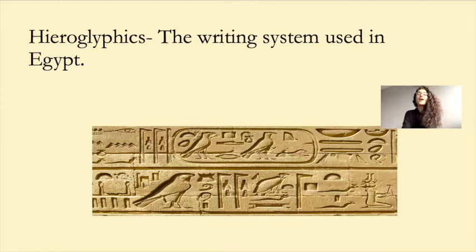Hieroglyphics. Now, hieroglyphics is the writing system that was used in Egypt. You can say that it's the language that the ancient Egyptians used back in the ancient Egyptian times, and it looked like symbols and pictures. So you've got a picture of a bird of some sort and lines and eyes. Those were used in the ancient Egyptian times to express themselves, just like we express ourselves in different languages now.